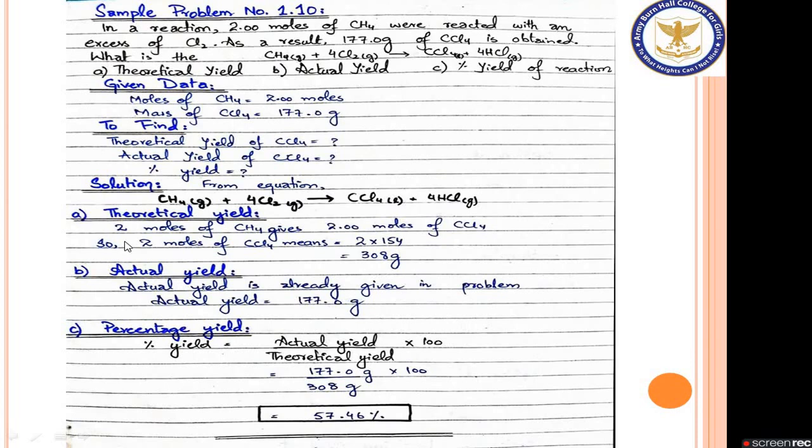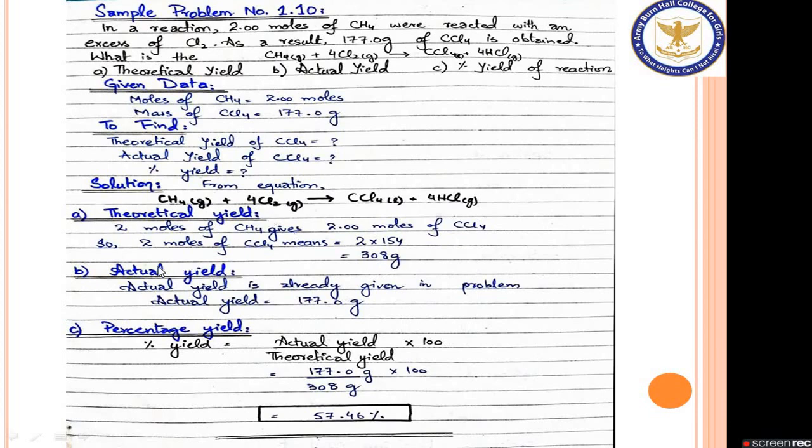Stoichiometrically, if we look at the chemical equation, 1 mole of methane gives us 1 mole of carbon tetrachloride. If we have 2 moles of methane, it means 2 moles of methane give us 2 moles of carbon tetrachloride. So from these 2 moles of carbon tetrachloride, we can obtain the mass of carbon tetrachloride by multiplying the moles with the molecular mass of carbon tetrachloride. So the mass of carbon tetrachloride is equal to 308 grams. This 308 grams will be the theoretical yield.